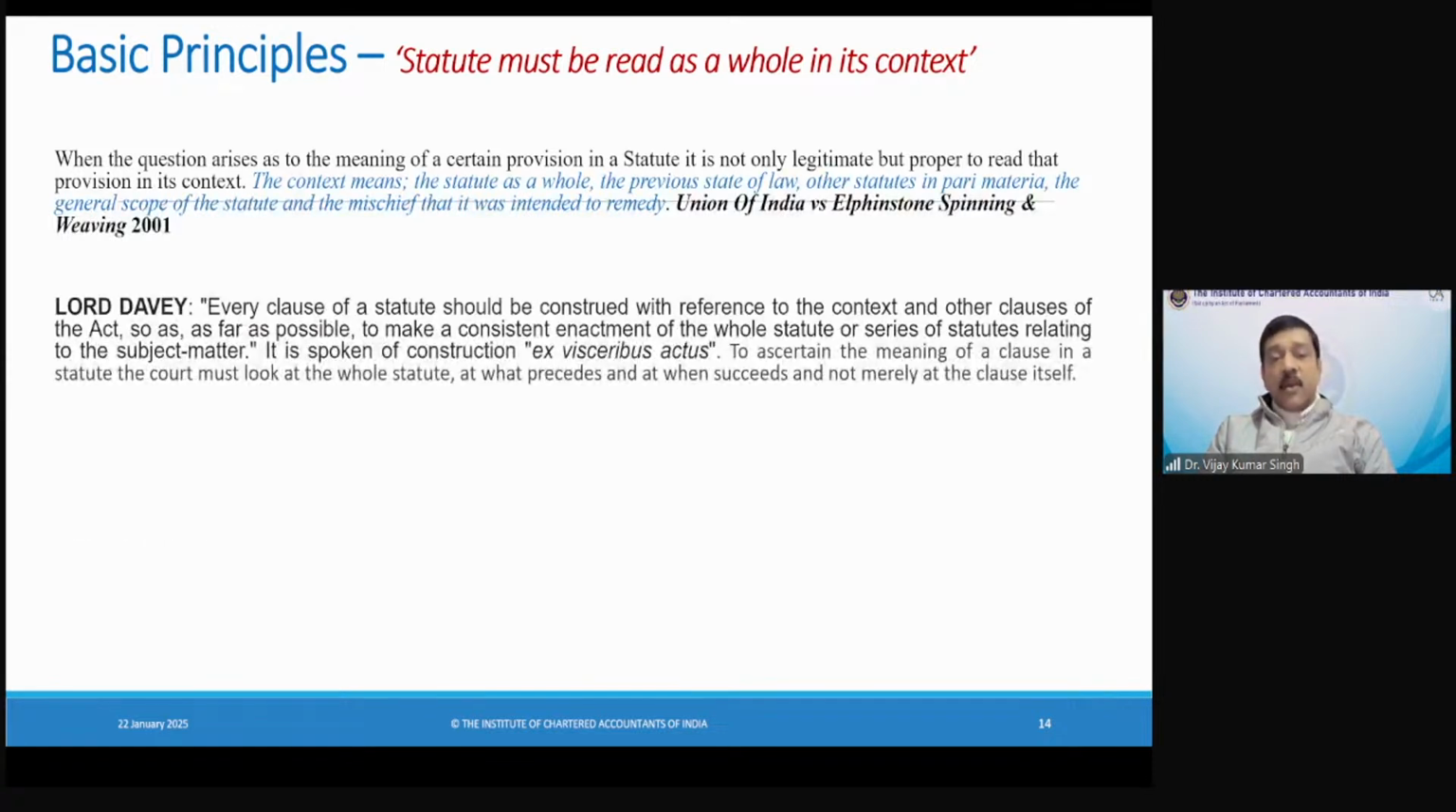Now, Lord Davey also made a statement about this principle in one of the cases. If you read what Lord Davey said, he said every clause of a statute should be construed with reference to the context and other clauses of the Act so as far as possible to make a consistent enactment of the whole statute or series of statutes relating to the subject matter. It is spoken of as construction ex visceribus actus.